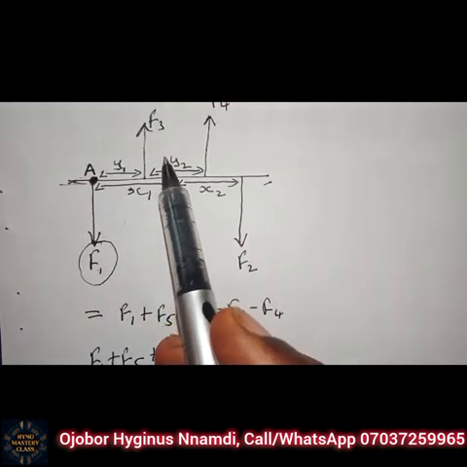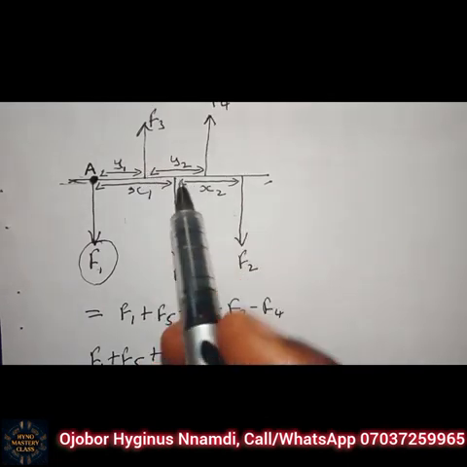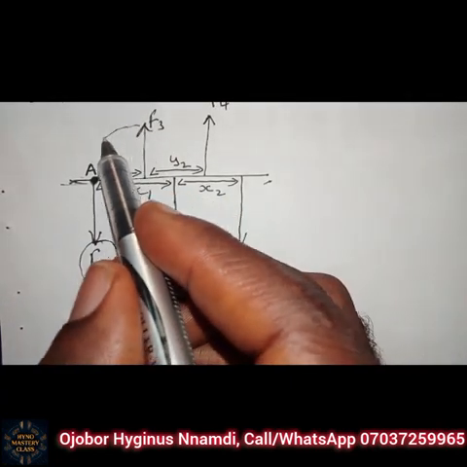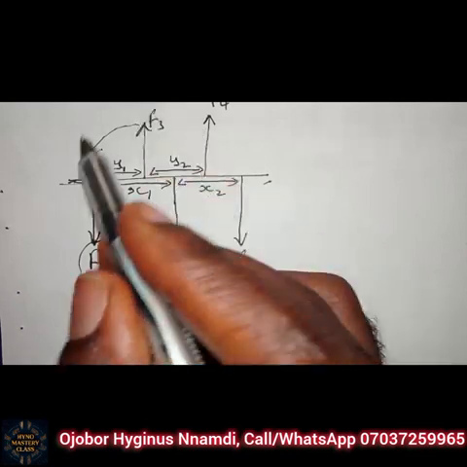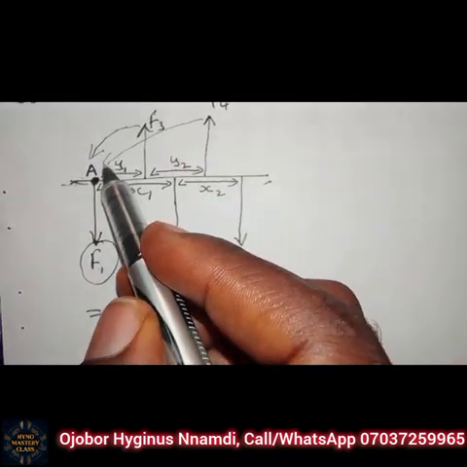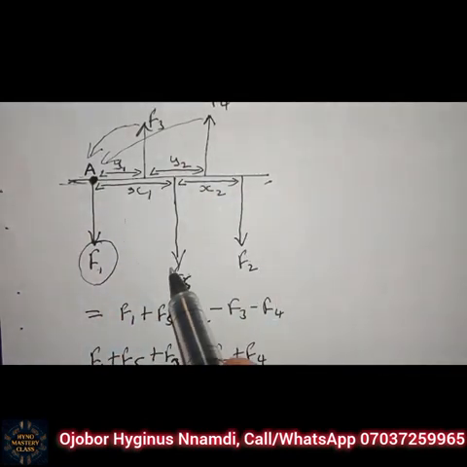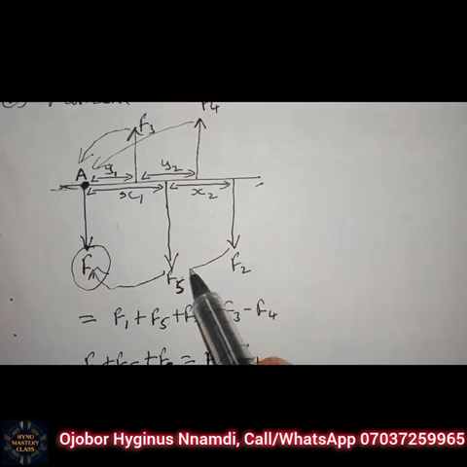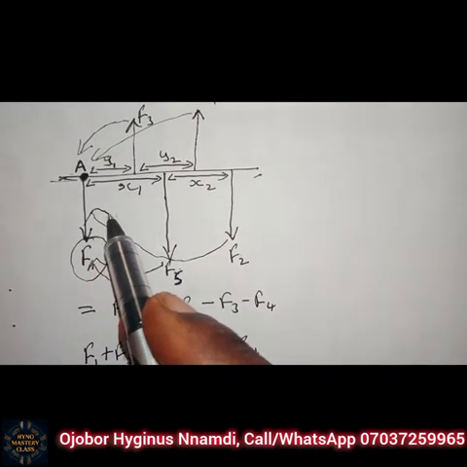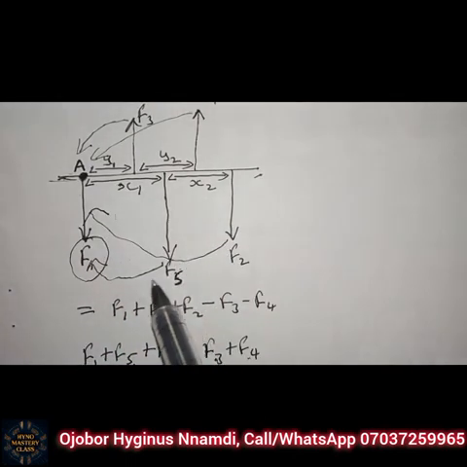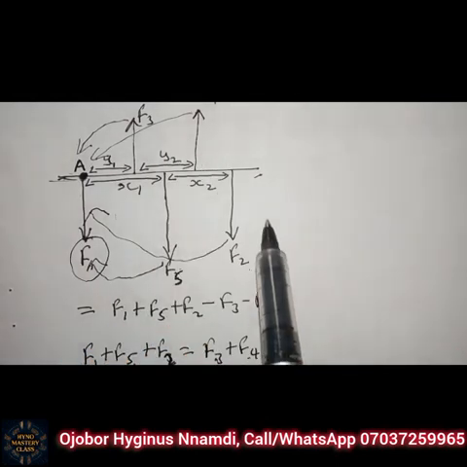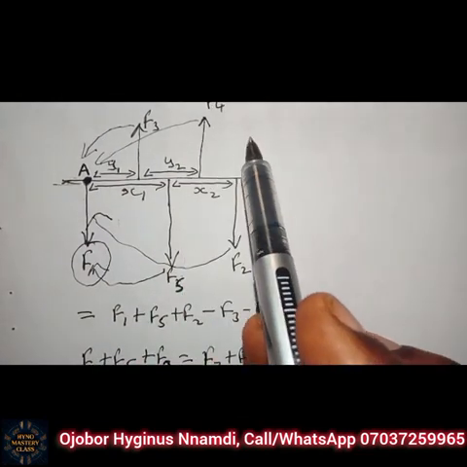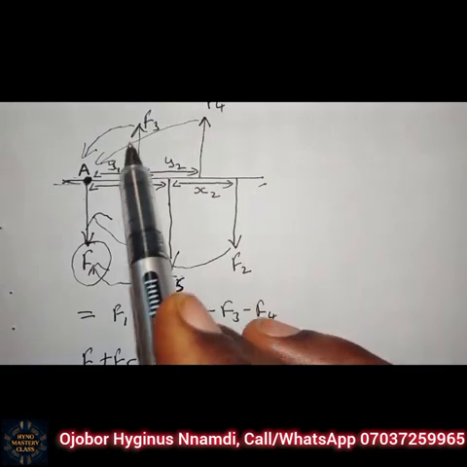So if we want to take the clockwise moment, let's take all these other 4 forces going to A. If this one goes to A, it is going in this order. This one goes to A, going in the same order. If F5 goes to A, going in this order, F2 goes to A, going in this order. You see that F5 and F2 are going in the direction of the clock, that is clockwise, while F3 and F4 are going in the opposite direction of the clock, that is anti-clockwise.